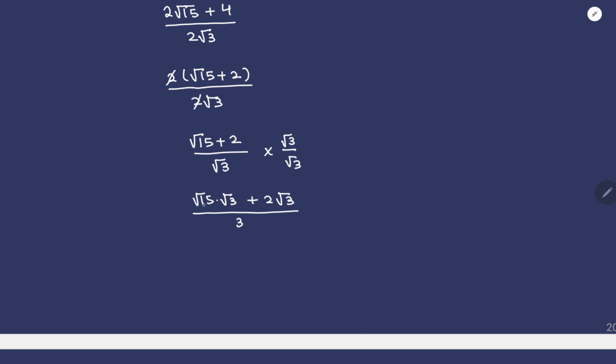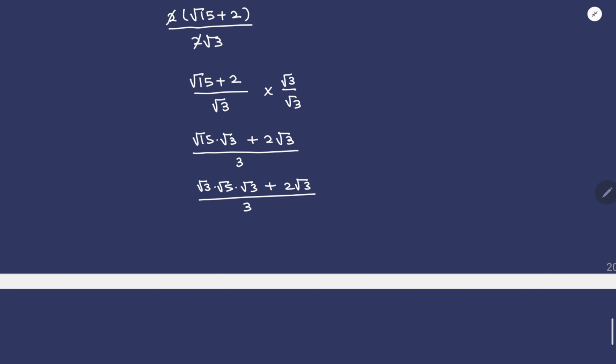Okay, so this is actually √3 times √5. I will write first like this, plus 2√3 by 3. Okay, so this will become (3√5 + 2√3) by 3. And this is our final answer, when we don't have any square root in the denominator.